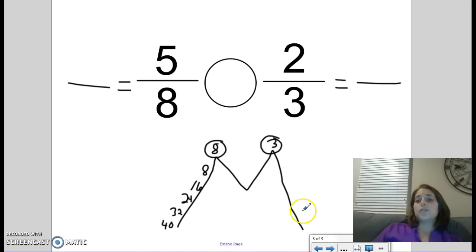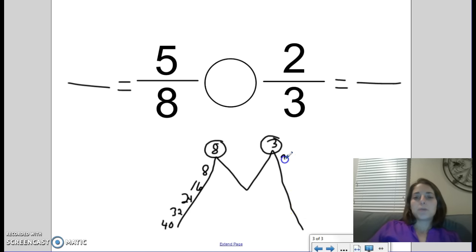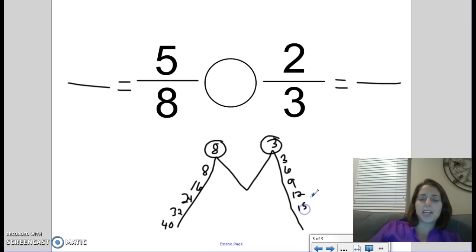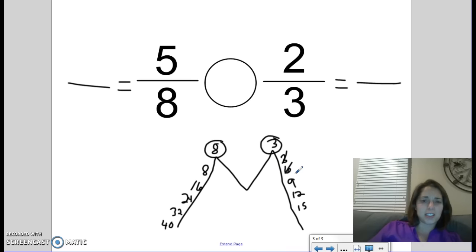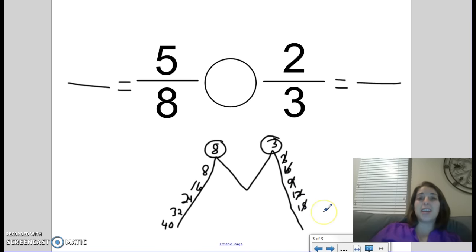And now I'm going to go ahead and do the same thing with my 3s. So 3 times 1 is 3, 3 times 2 is 6, 3 times 3 is 9. 3 times 4 is 12, and 3 times 5 is 15. So I'm going to take a peek and see what I have. They don't share a 3, they don't share a 6, they don't share a 9, they don't share a 12, and they don't share a 15. After 5 on each side, I don't have a match.